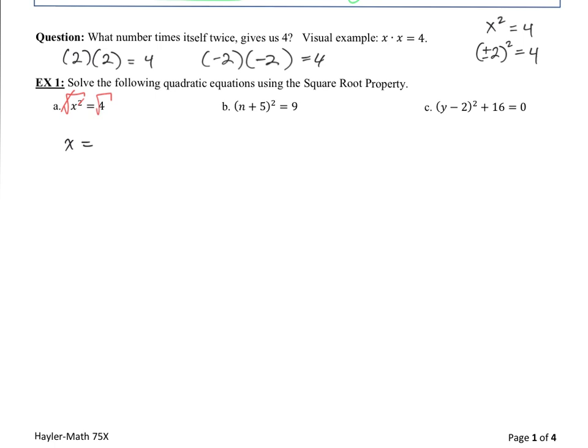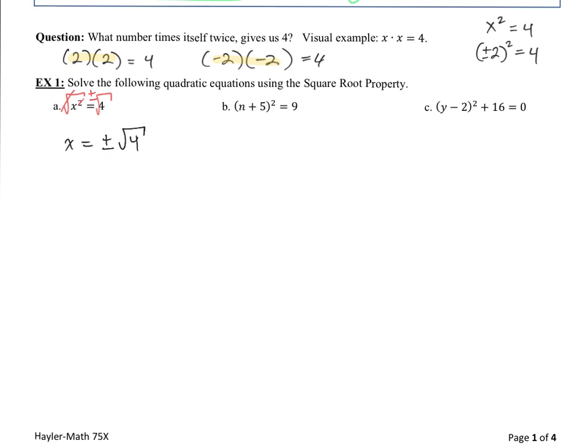But when we do this, remember we have to put in the option of having either the positive or the negative answer. So to show that, we add in the plus or minus. And normally you add it to the side that is not where your variable is. Remember, that is very important because that means there are two answers, not just one. So x is equal to plus or minus the square root of 4.